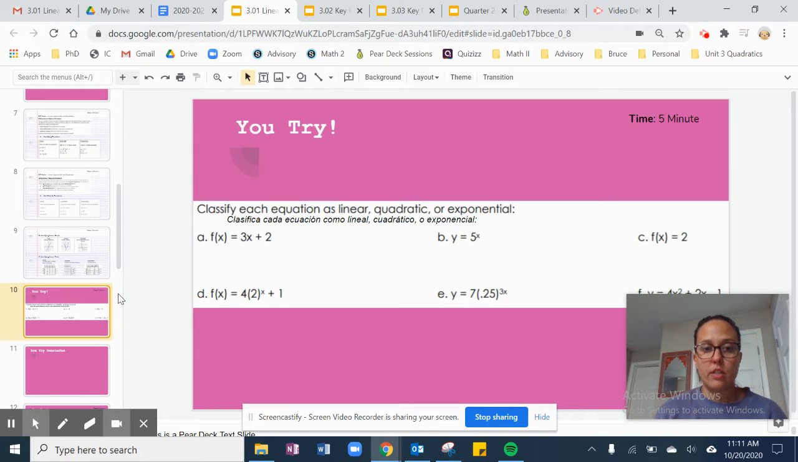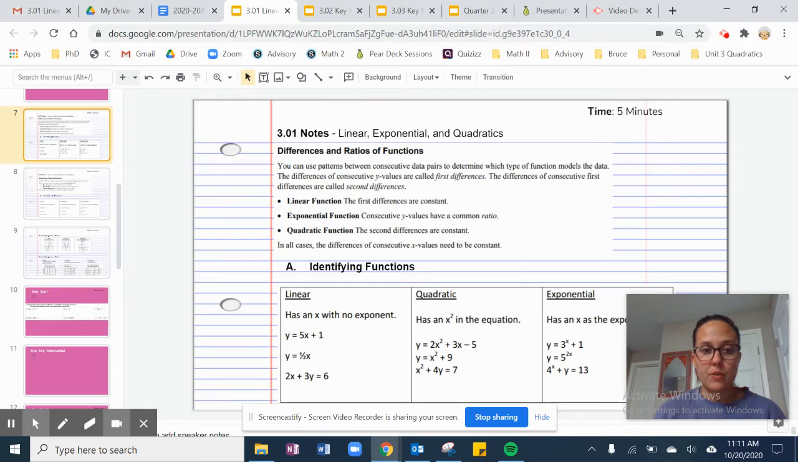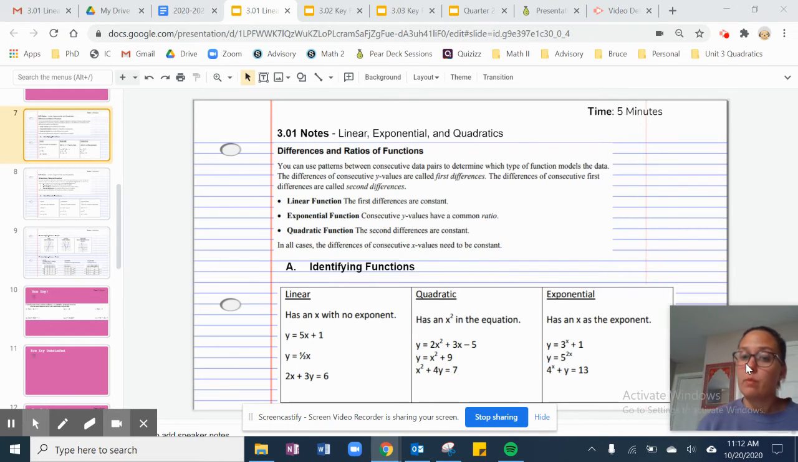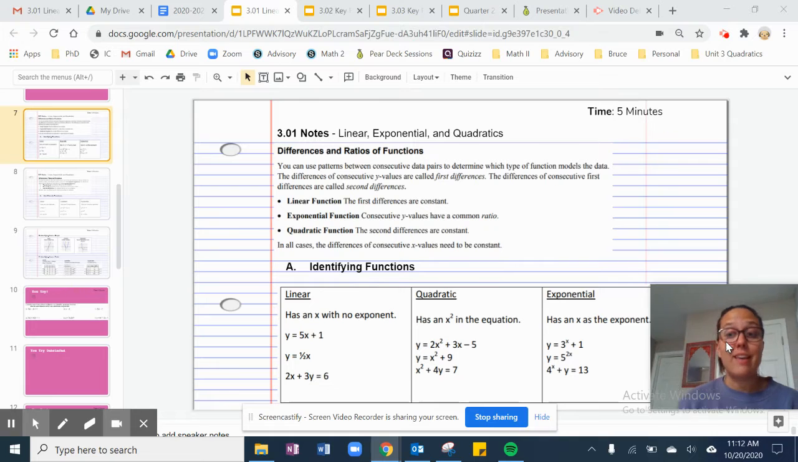Classify each equation as linear, quadratic, or exponential. So when we go back to our notes, we remember that part A was telling us how to classify the equations. So linear has an x but no exponent. Quadratic has an exponent of 2 in the equation. And exponential means that x is the exponent.